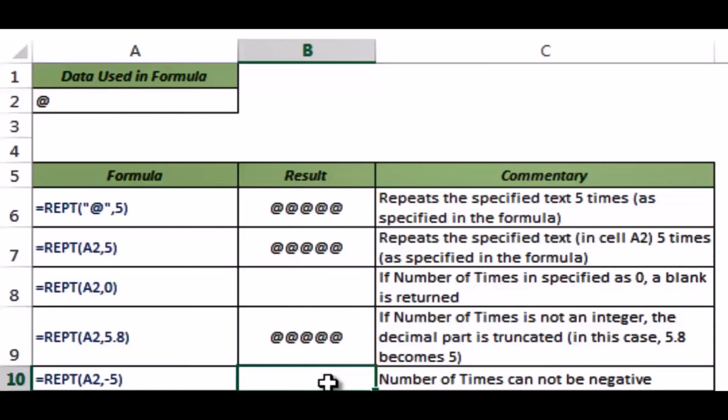Now you can give the number of times as 0 or a positive number, but you cannot give a negative number as the number of times. So in this case, let me again take A2 and I give -5 as the number of times I want to repeat this text. And it gives me a value error because this cannot take a negative value as the number of times argument.